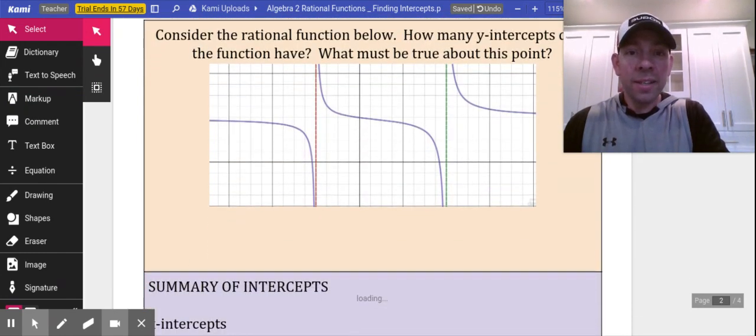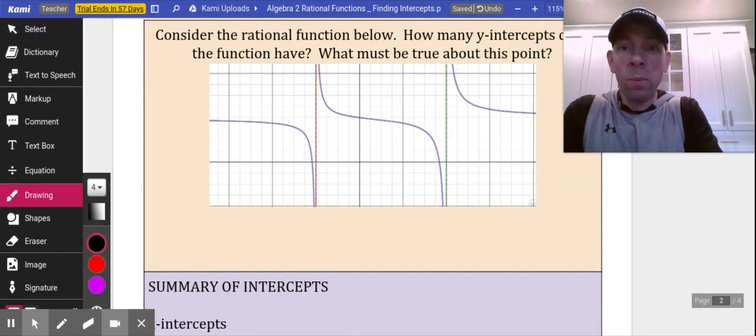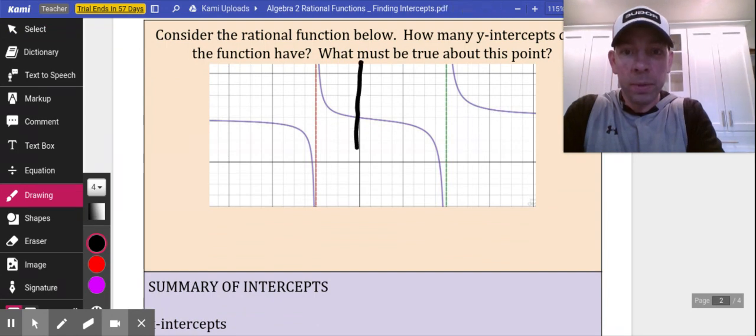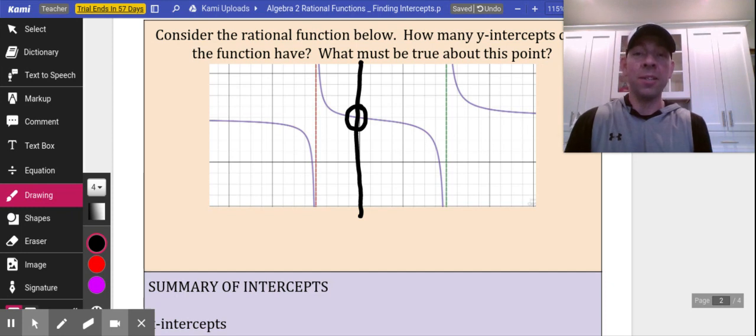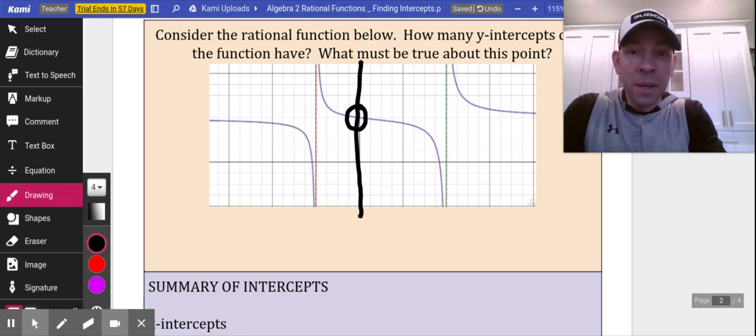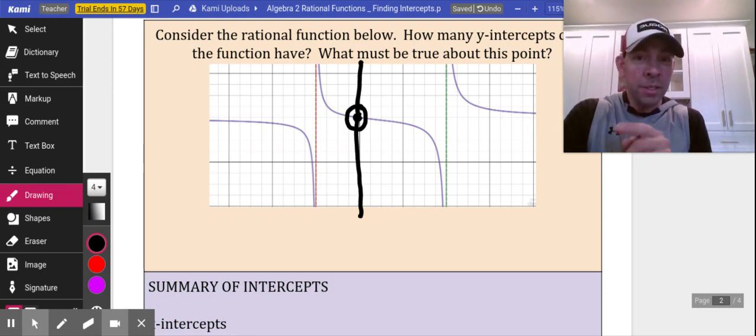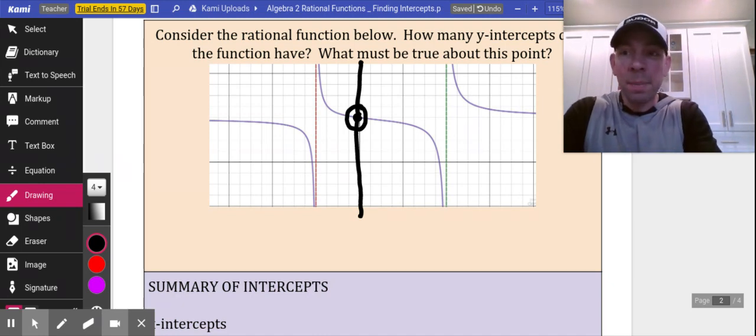Now let's consider the same function and how many y-intercepts does it have? What you'll notice is there's just one single y-intercept right there, and that's the most that a true function will have, because by its very nature, a function passes the vertical line test, and in this case, it would be impossible to cross the y-axis more than once. Now, what's true about this point? Without even knowing the exact ordered pair, the one thing that we could promise each other is that the x value is going to be 0.